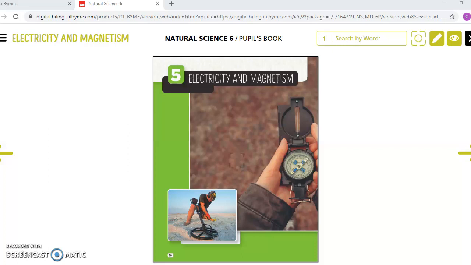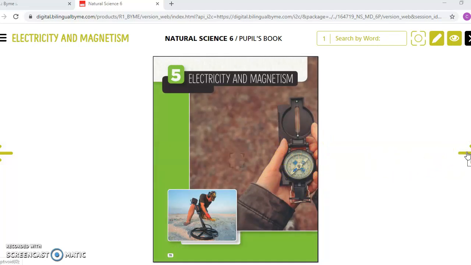So we start a unit, and you know that when we start a unit, we always have to do the cover. So in the cover, what you must include is the number of the unit, the title, and then the illustration of the unit. Electricity and magnetism is a very, very interesting topic of science. Here you can see this picture. What do you think it is?